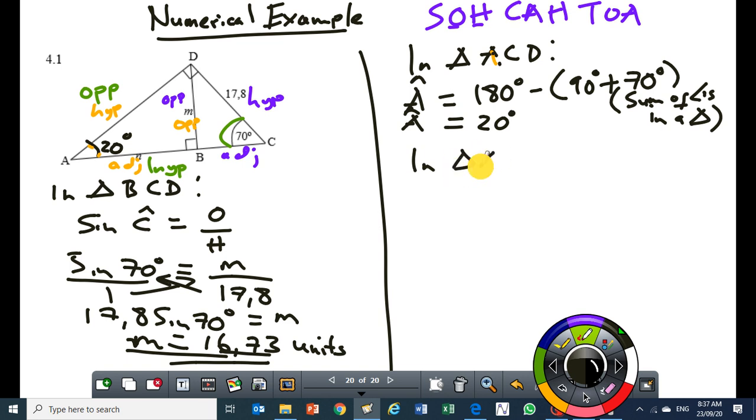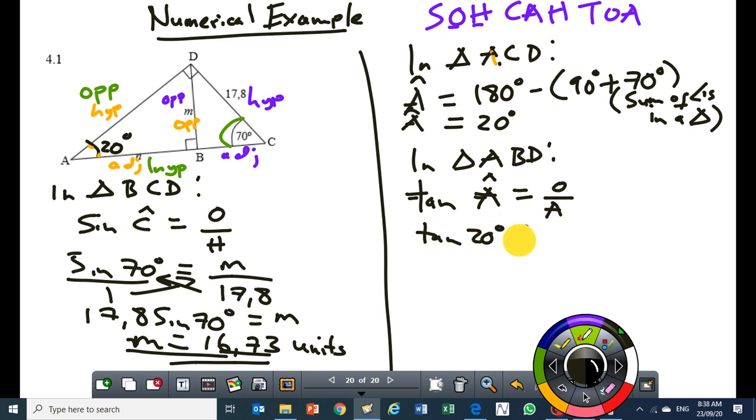So in triangle ABD, I've identified my opposite side, adjacent, hypotenuse. So it's going to be opposite over the adjacent. So we have to use tan. It will be tan A. Tan A is equal to the opposite over the adjacent. My A is 20 degrees. My opposite side is M, but M is equal to 16,73 units.